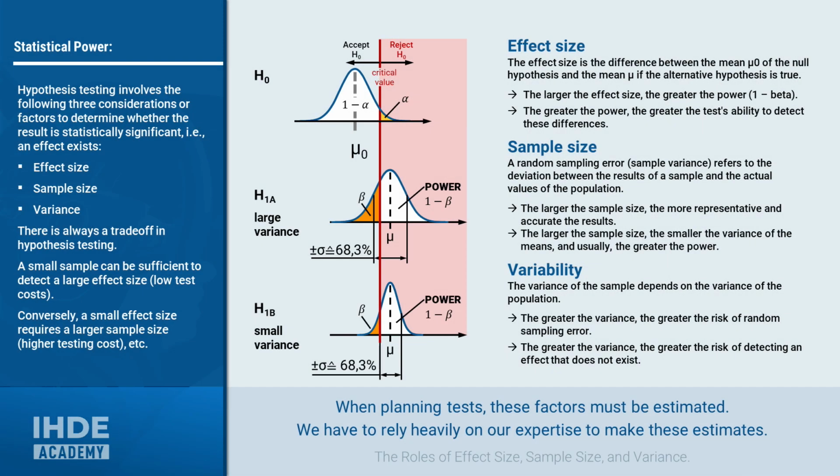The third factor to consider is variance as a trait in its own right. Because the variance of the sample also depends on the variance of the population, we can say that the greater the variance, the greater the risk of random sampling error, and thus the risk of detecting an effect that does not exist.